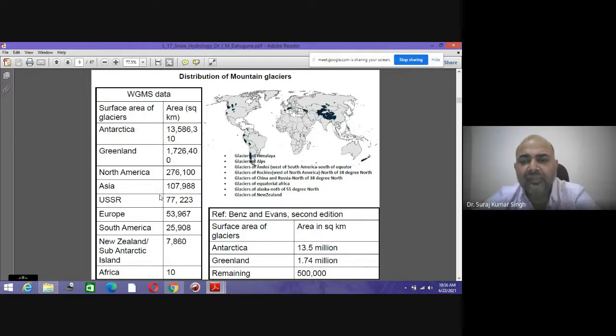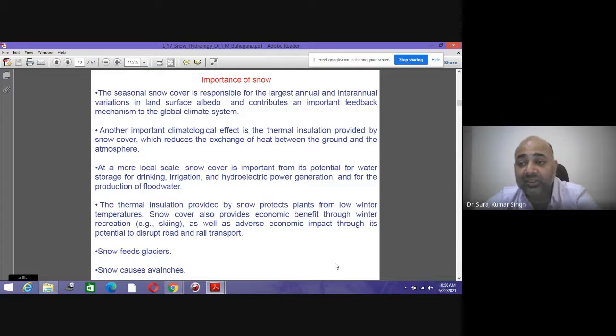That's why we have to preserve these glaciers from melting, because they are the main source of water that is utilized for drinking, irrigation, water quality, and water recharge structures. They are the parents of the river system. If they don't survive, the entire river system will collapse throughout the world. You can see the area of Antarctica is 3.5 million square kilometers, Greenland 1.7, and the rest remaining. So, what is the importance of glaciers?